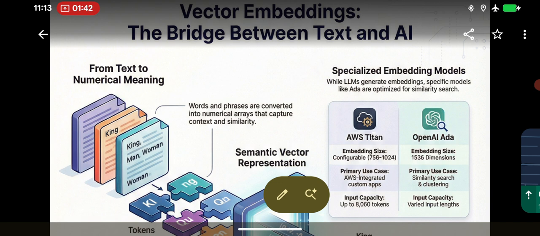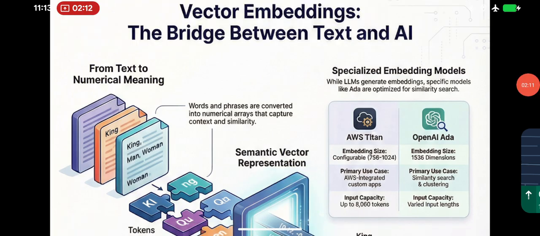Like we have language models, similarly there are models to generate vector embeddings. The two which I have been using or came across are the OpenAI ADA model, which I had used in one of my assignments, and another is AWS Titan. The OpenAI ADA model supports 1536 dimensions, while AWS Titan can be configured. The purpose of AWS Titan is for integrated custom apps, while OpenAI ADA is used for similarity search and clustering.